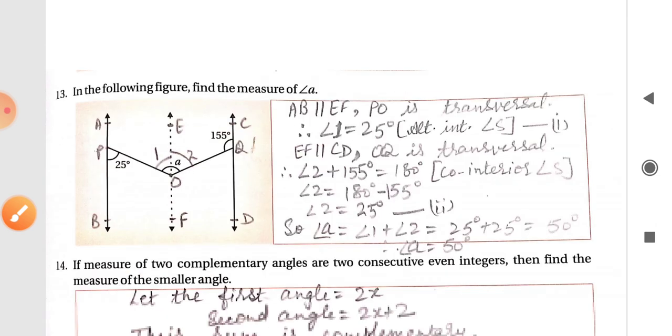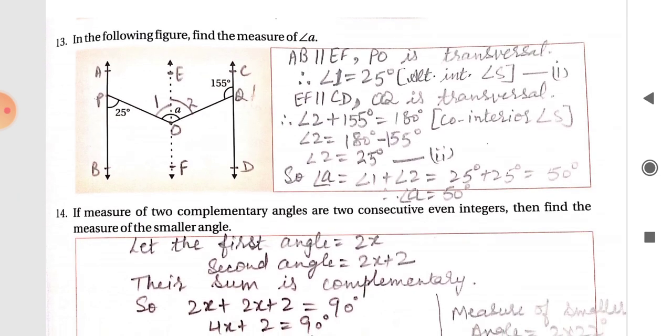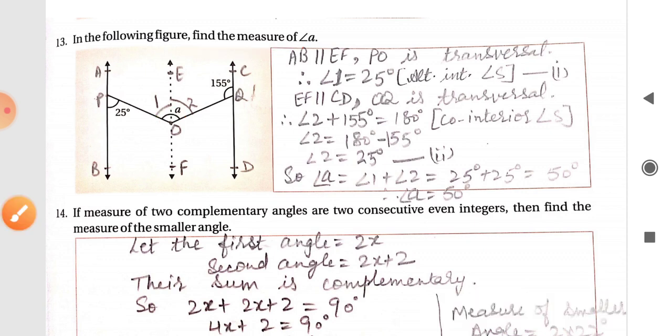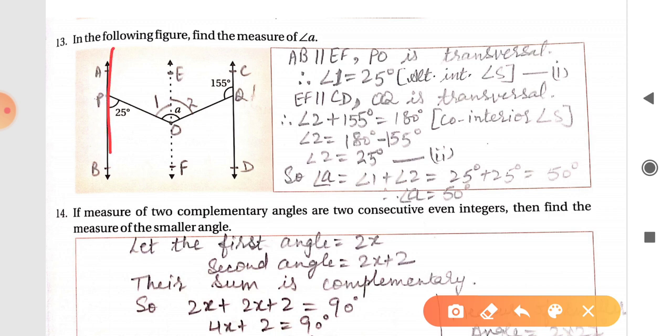Next is the 13th question. In the following figure, find the measure of angle A. This is the figure and we will find the measure of angle A. Angle A is this angle, and we are given three lines. One is this line, second is this, and the third line is a dotted line.